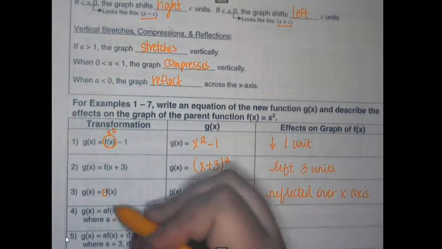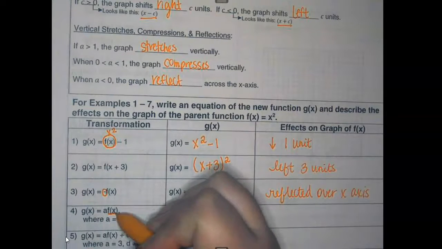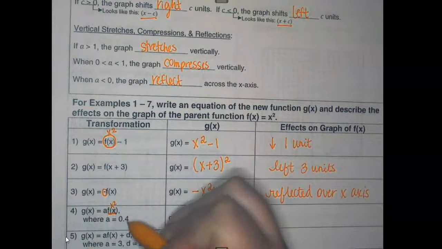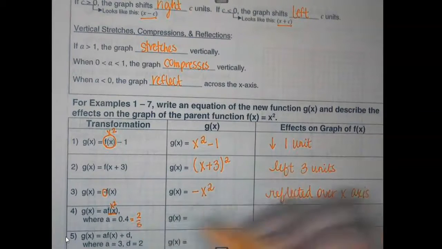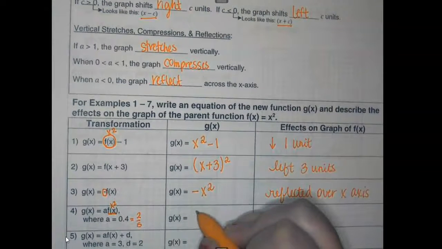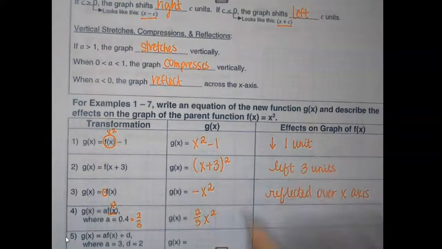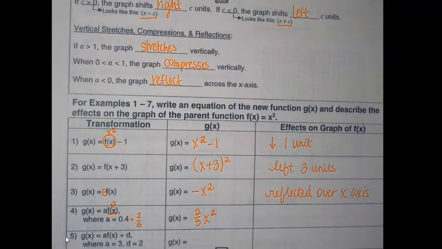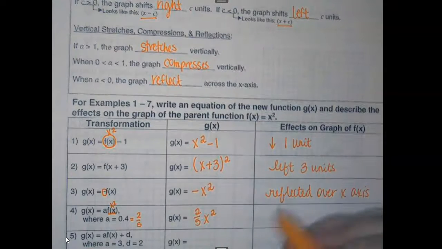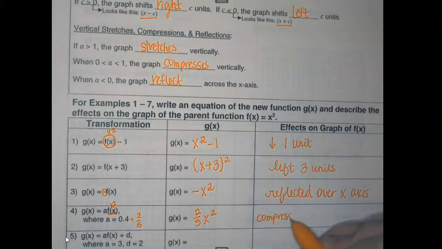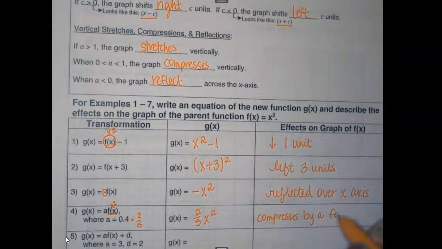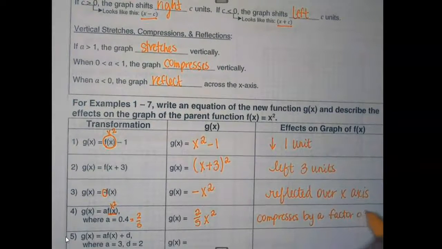Alright, here's my f of x. That's x squared. My a is 0.4, so I'm going to make it into its fraction, which is 2/5. So it's going to be a, which is 2/5, and my f of x, x squared. 2/5 is my lead coefficient, and it's less than 1, so it compresses by a factor of 2/5.